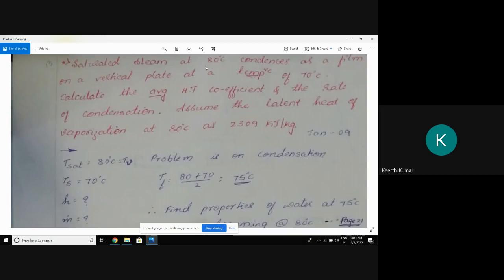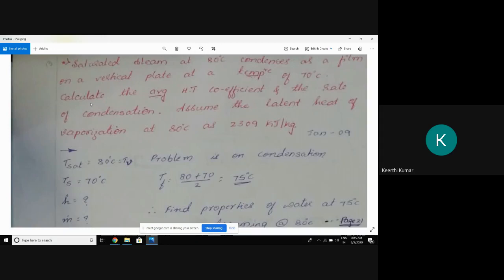That means the fluid is at 80 degrees centigrade and this fluid is steam. That steam is going to hit the surface. What is the surface? The surface is made up of a vertical plate. The steam is going to hit the vertical plate, which is maintained at a temperature of 70 degrees. So the surface temperature of the plate is 70 degrees and the fluid temperature is 80 degrees. Is it clear? The fluid temperature is greater because of this condensation.